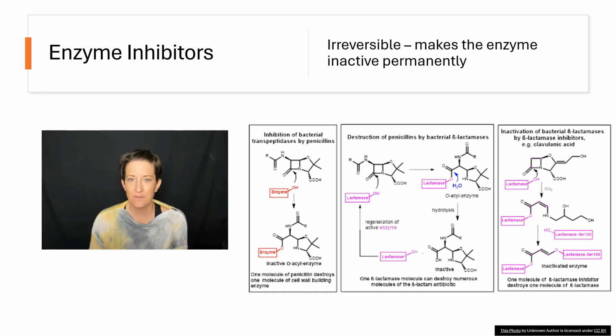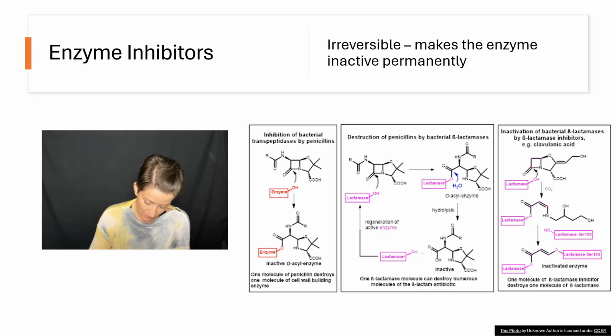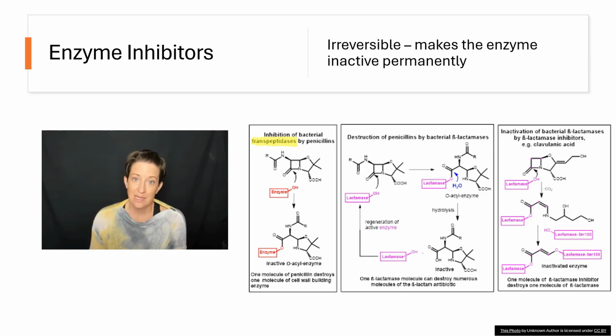Lastly, our irreversible inhibitors. These are compounds that are going to permanently disable the enzyme from doing its job. This is where we really focus a lot of our antibiotics. Super cool. Here we have penicillin. Penicillin will inhibit the bacterial transpeptidases.